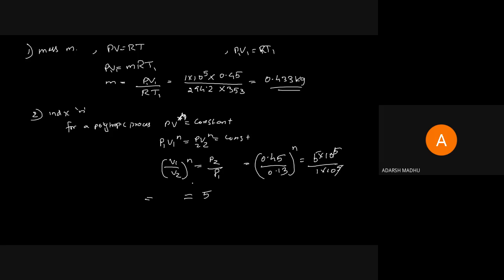Quickly, 0.45 divided by 0.13. Anyone? Come on, everyone, be a bit more enthusiastic. What is the value? 0.45 divided by 0.13. It's 3.46, right? 3.46.